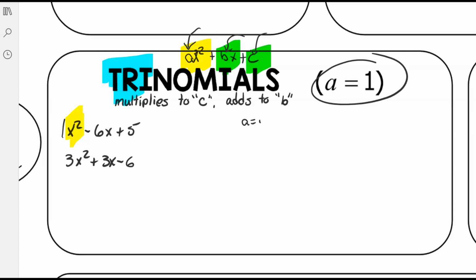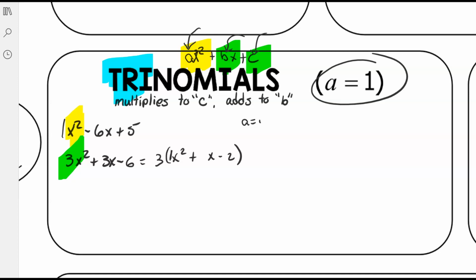We're looking for ones that have A is 1. Well, what's wrong with this one? That's not a 1. Because what you do is look for your GCF first. If I factor out a 3 here, that's still 3x squared plus 3x minus 6, but it looks different. But once I do that, now my A is 1. So all of these ones here, it's the easy one.